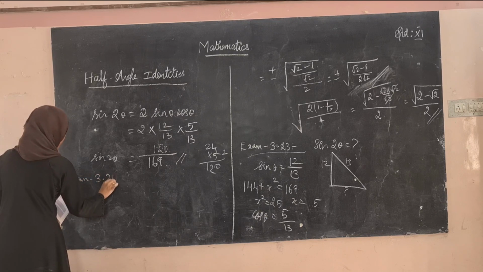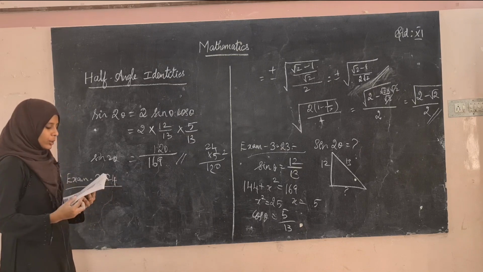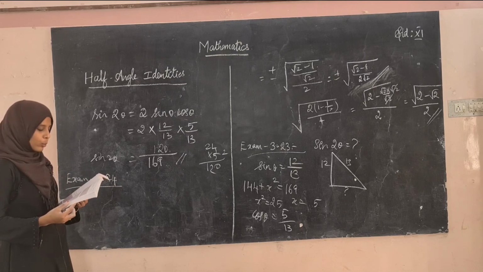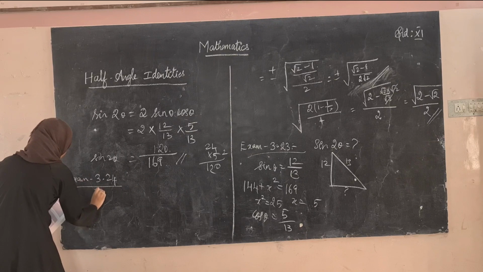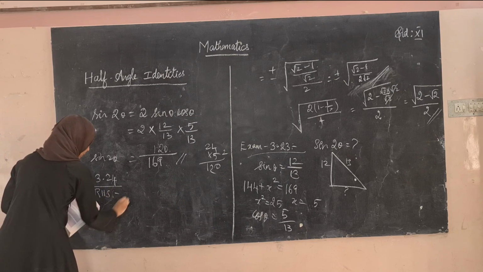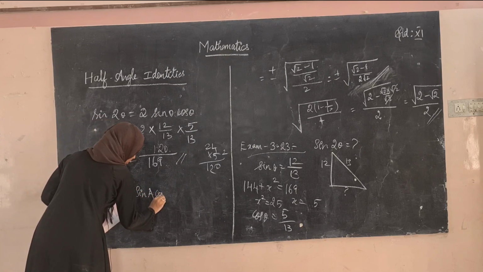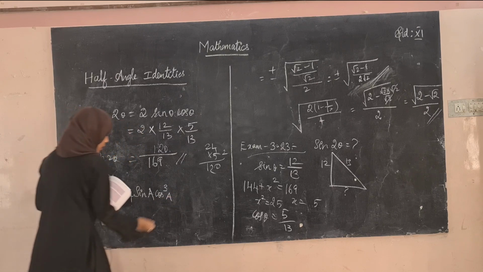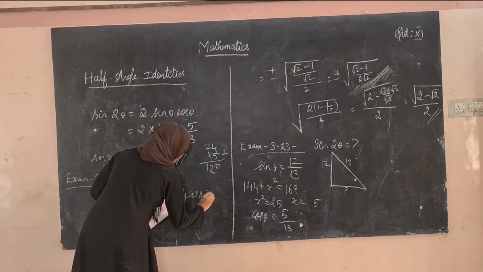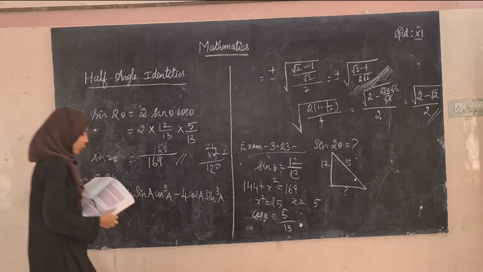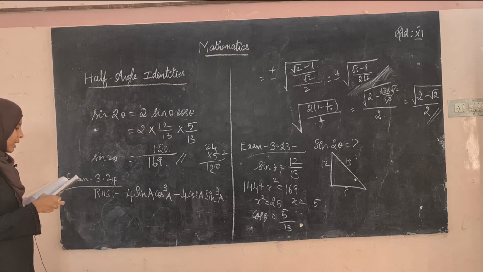Example 3.24. See the question there. Prove that sine 4A is equal to 4 into sine A cos cube A minus 4 cos A sine cube A. Now let us take the right hand side and let us prove the left hand side. So let us take the right hand side. What they have given? 4 into sine A cos cube A minus 4 into cos A sine cube A.